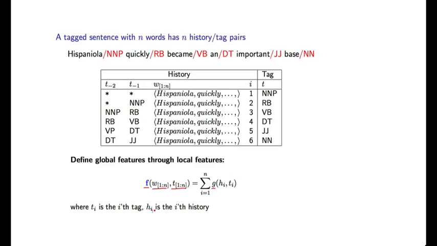I assume that h sub i is the ith history, so the history at the ith position, where i equals 1, 2, 3, 4, 5, and 6. And t sub i is the ith tag. And I simply sum these feature vectors. So the global feature vector here is equal to a sum of local feature vectors.